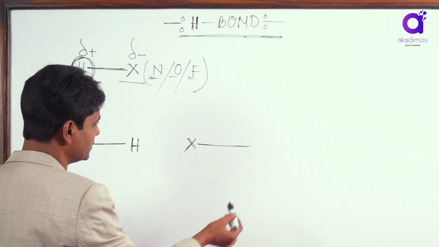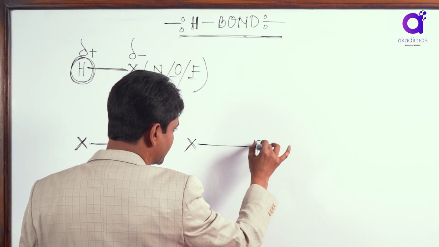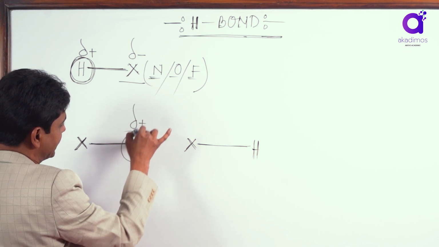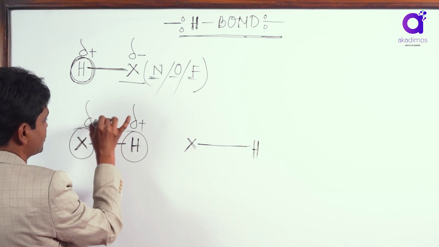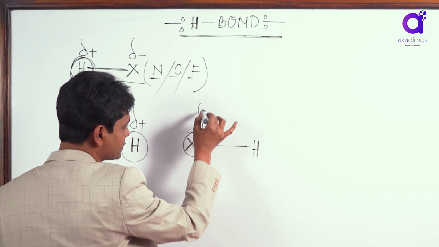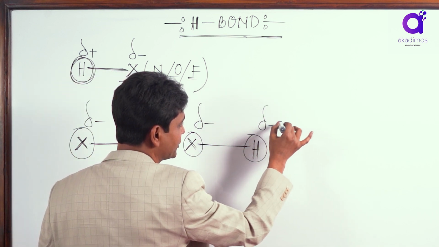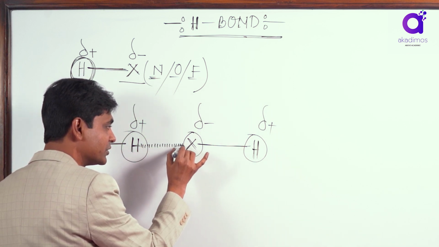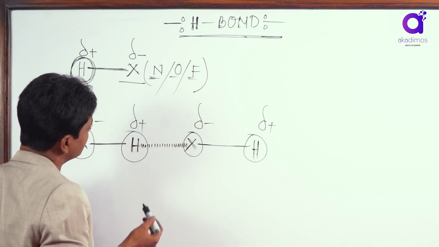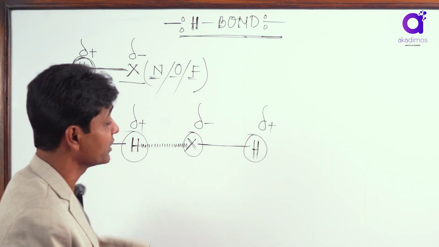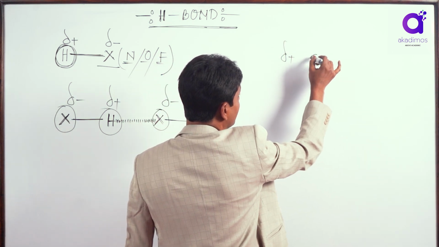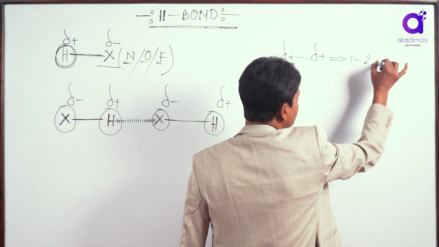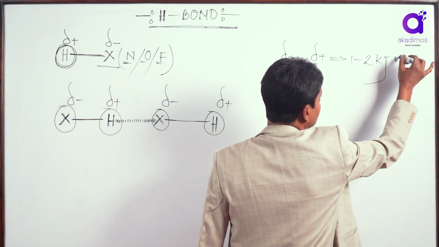Here I am taking an example. Let X equal fluorine, nitrogen or oxygen. I told you that this is delta plus due to electronegativity difference. This is delta minus. This is delta minus. This is delta plus due to electronegativity difference. This special bond is a hydrogen bond. But what is the difference? Says it is dipole-dipole attraction. Remember, dipole-dipole attraction, its corresponding energy is near about 1 to 2 kilojoule per mole.